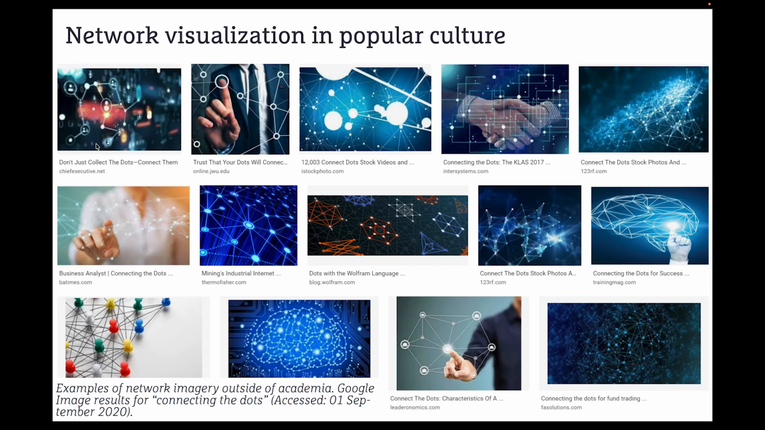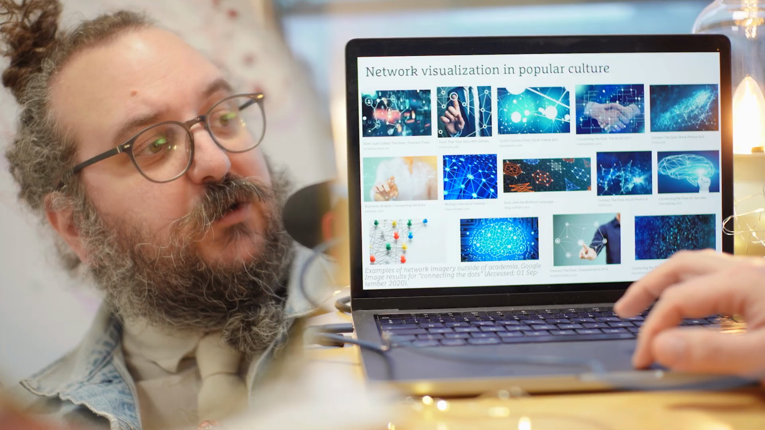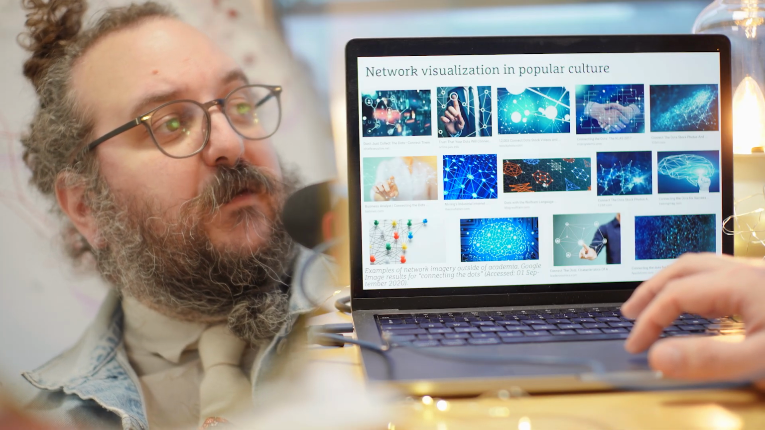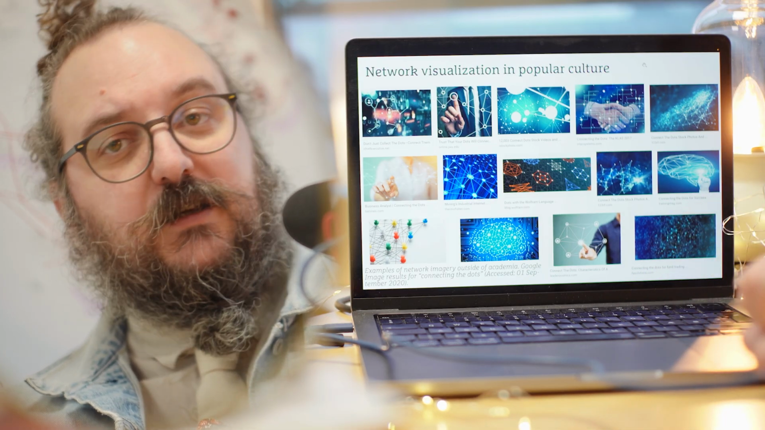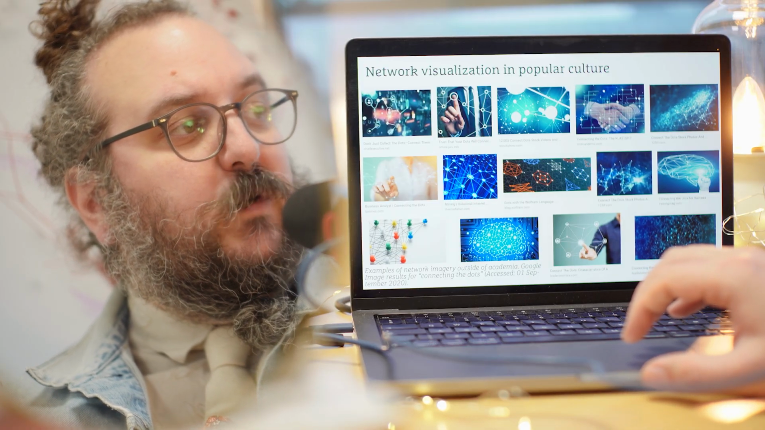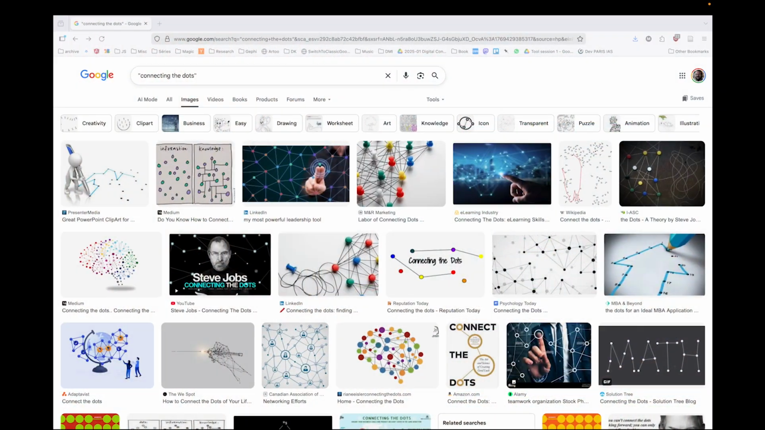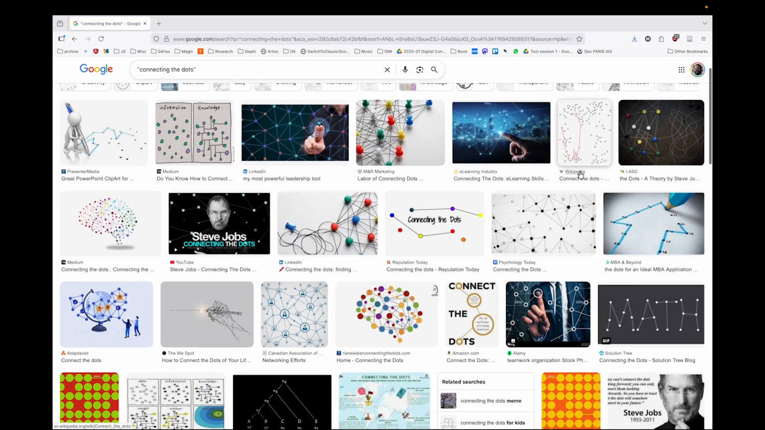What you can see in this slide is a few ways we represent networks in popular culture. I mean, movies like Minority Report, science fiction, and other things. Those are the images you would get in 2020 when I took this screenshot for the query in Google, connecting the dots. And I'm going to show you what it looks like today. So today we have something relatively similar. And I just use this as an entry point to how you may think of networks right now.